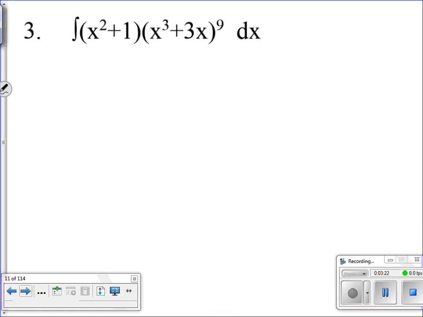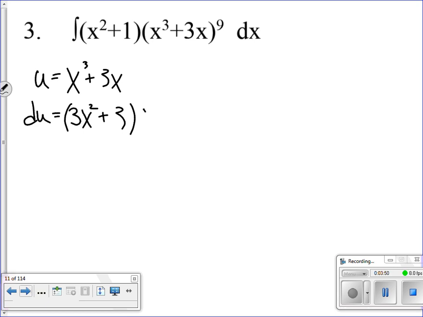All right, number 3. Now 3, unless we actually want to multiply x cubed plus 3x by itself 9 times, we need to use u sub, because whenever you go to integrate a product, you're never just going to integrate each one separately. You're going to need u sub, products and quotients. So we're going to allow u to equal our inside function. Du equals 3x squared plus 3 times dx.